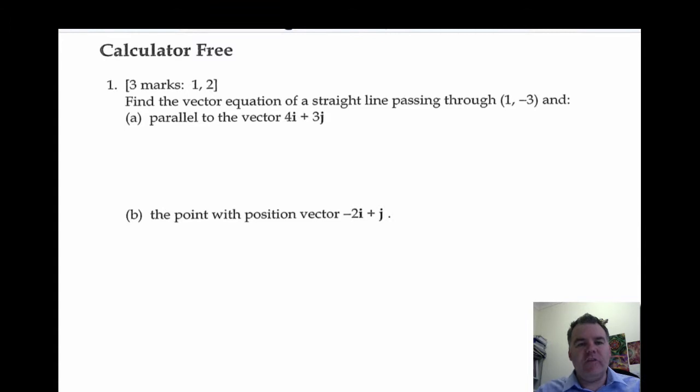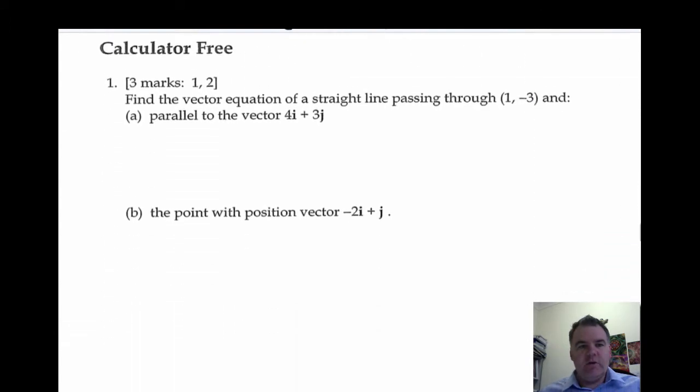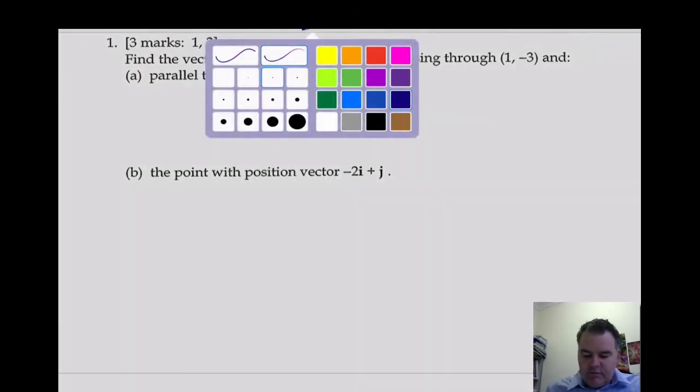Okay, let's look at the first question on your handout underneath the heading Vector Equation of a Line. We're going to find the vector equation of the straight line passing through that point and parallel to that vector. This is really, really simple if we know how to do it.